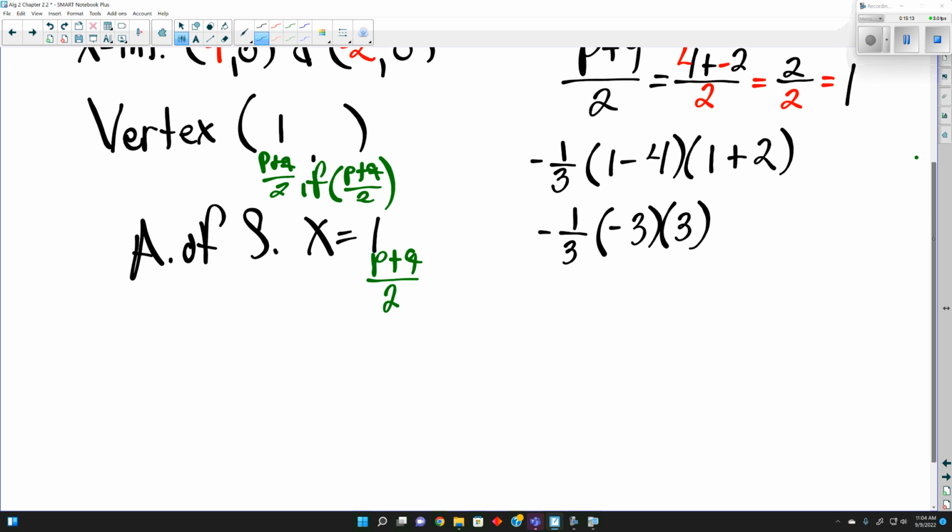Now we multiply these together, we can say negative 1/3 times negative 3. The negative and negative would make a positive, and 1/3 times 3 is 1, because it would be 3 over 3, and 3 divided by 3 is 1. And lastly, we're going to do 1 times 3, so the vertex is the point 1, 3.